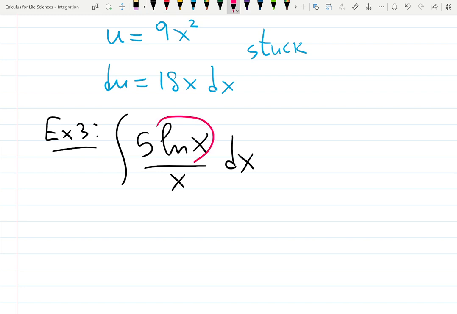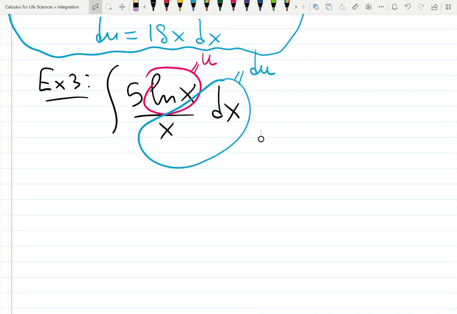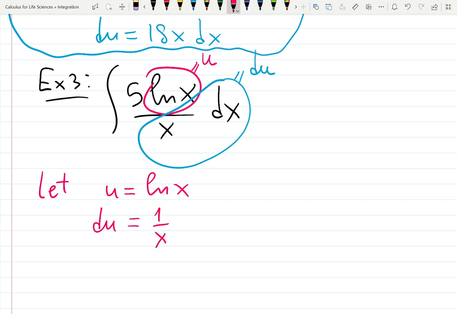So let's try. If I choose this to be u, do you see that dx over x will be my perfect du? So think about that. Let me isolate this example. If ln x is u, then dx divided by x will be du. Let's check. Let u be ln x. Then differentiate right away. ln x gives you 1 over x dx, but we have it in the integral.